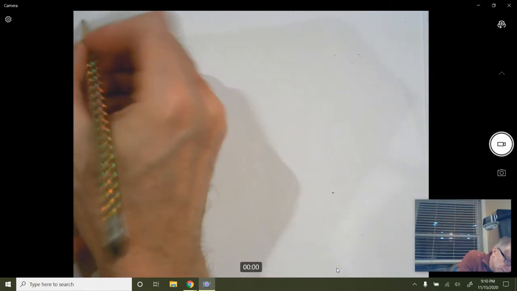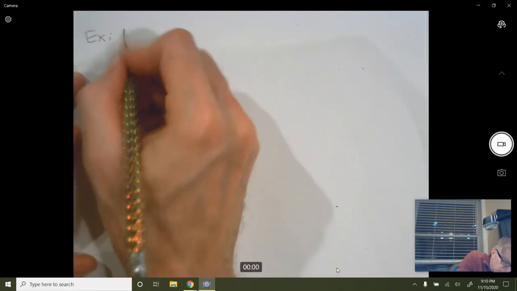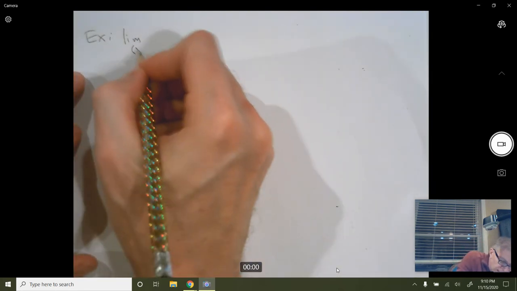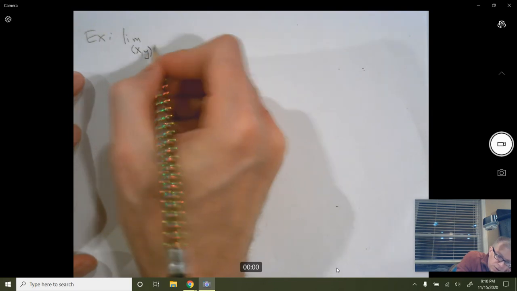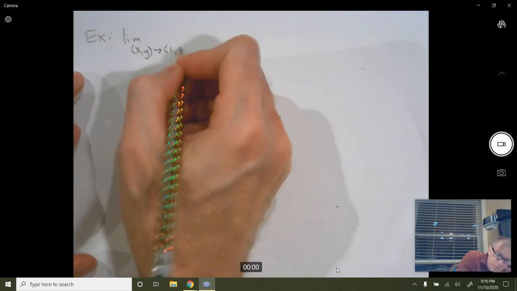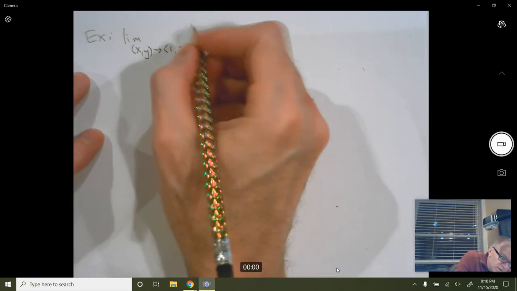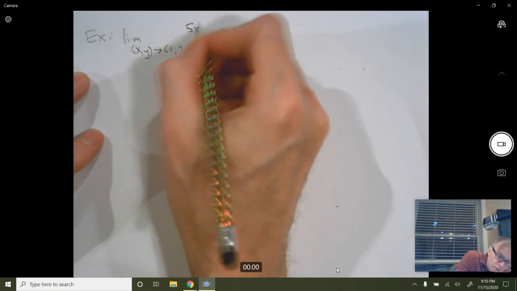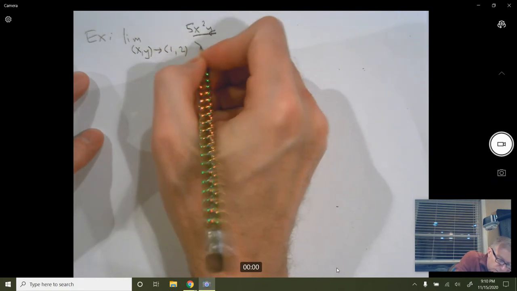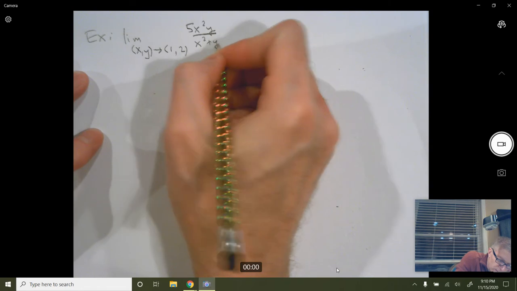Example 2 is on page 886. Okay. So example 2, if we're finding a limit, this is just the limit as (x, y) approaches (1, 2) of 5x squared y over x squared plus y squared.